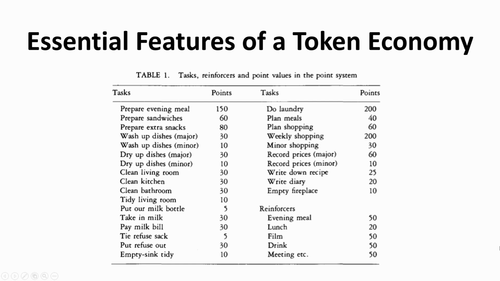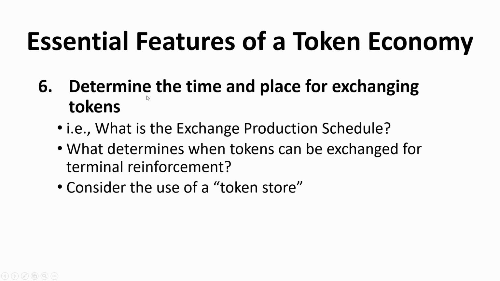So if we look at this example here, if you want to watch a film, you need 50 points. You can look at all of these different tasks, and maybe you want to prepare sandwiches, to make a bunch of sandwiches. If you do that, then you have 60 points, which means you have enough points to redeem to watch a movie by yourself or something like that. So this is just one example of one particular token economy.